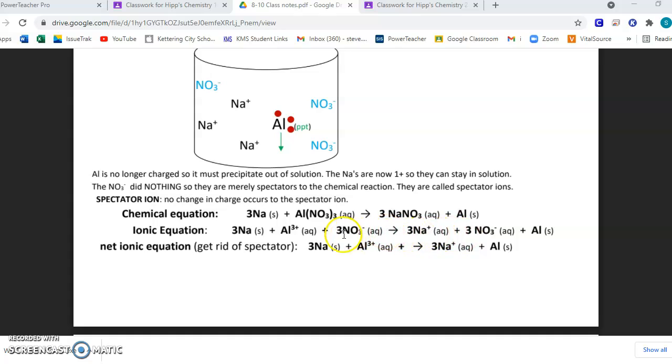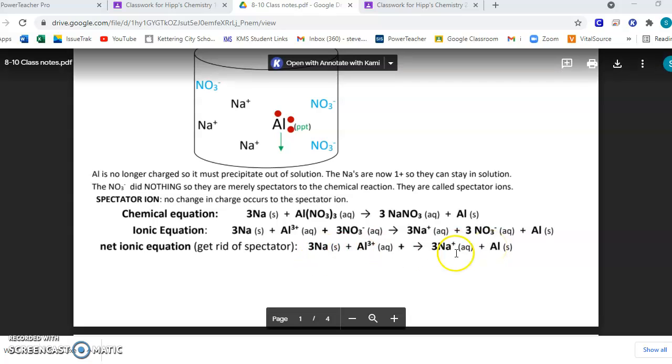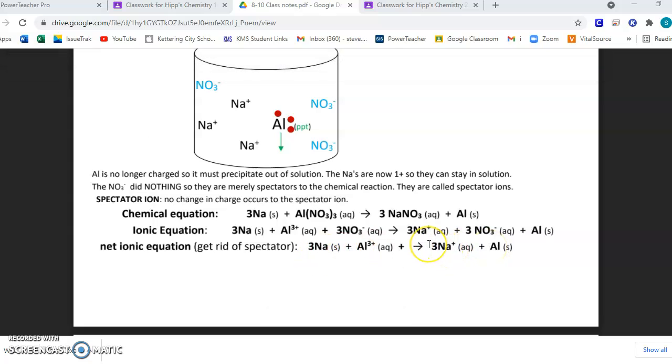On the left side, I have 3 nitrates. On the right side, I have 3 nitrate ions. Nothing happened to those. So you could cross those out, and that would give you the net ionic equation. It got rid of the spectator. Why is the sodium still in there? Because we started with 3 Na's and we finished with 3 Na pluses. Why is aluminum in there? We started with Al3 plus and we finished with Al. Those 2 things underwent the change.